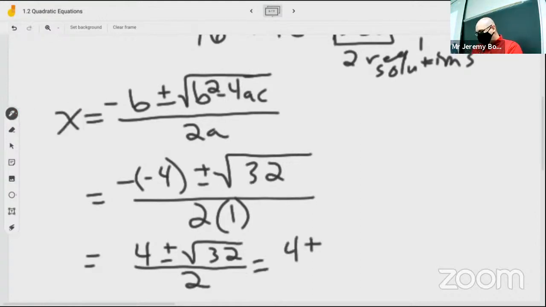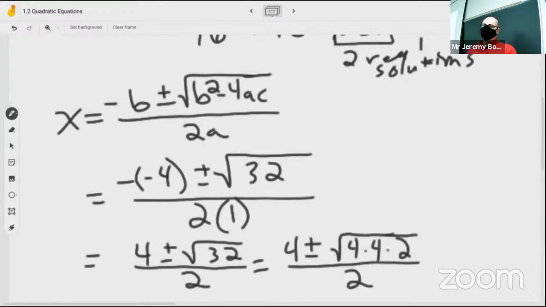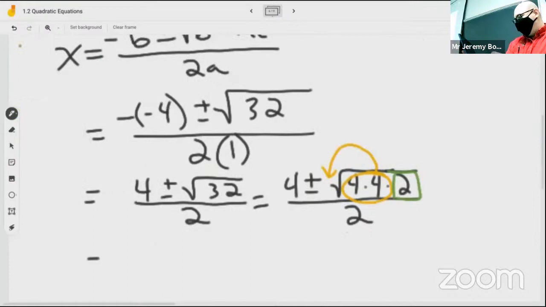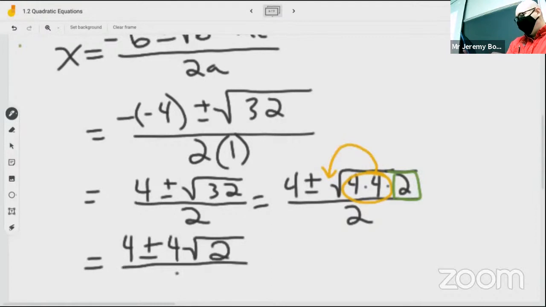So we can make this 4 plus or minus the square root of 4 times 4 times 2. Yes, like what Harley said, since we have a pair of 4s right here underneath a square root, that means I can pull a 4 out. What's going to be left under my root? The 2. So we're going to have 4 plus or minus 4 square root of 2 over 2. Now, what questions on that? Make sure everybody's on the same page.